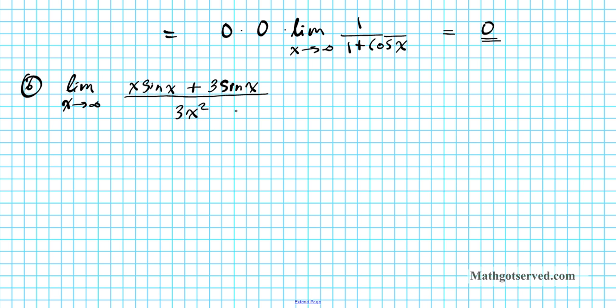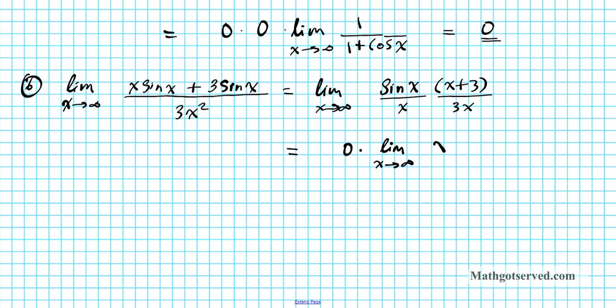So let's rewrite this as, what if we factored out sine x in the numerator, right? So we have limit as x approaches infinity of sine x times x plus 3, and then we separate, we put an x here, and then put the other 3x with the other term right there, 3x like that. Okay, so you can use the Sounders theorem to conclude that this limit is going to be 0. So we're going to have 0 times the limit as x approaches infinity of this expression, x plus 3 over 3x.